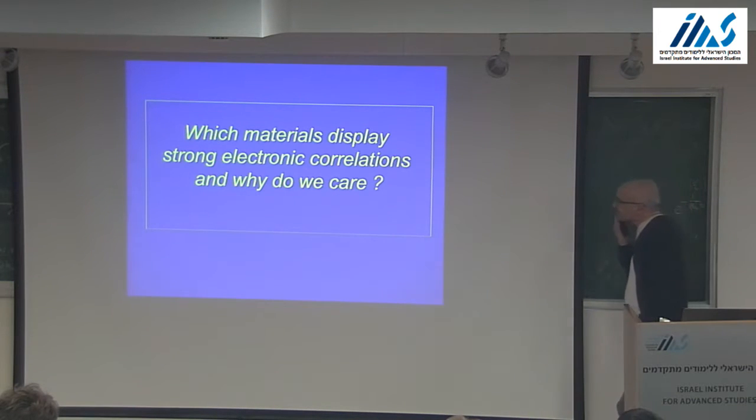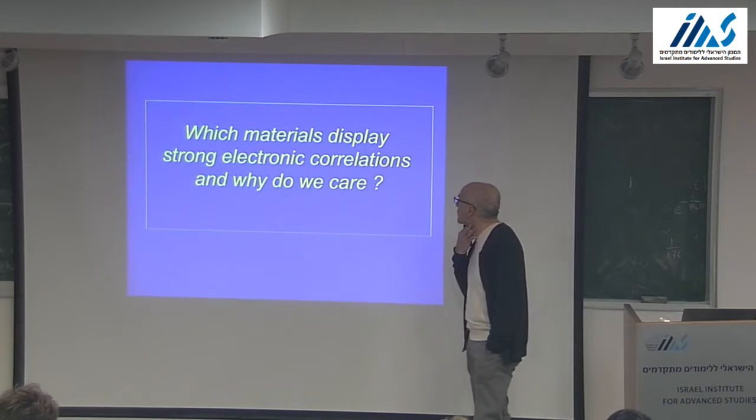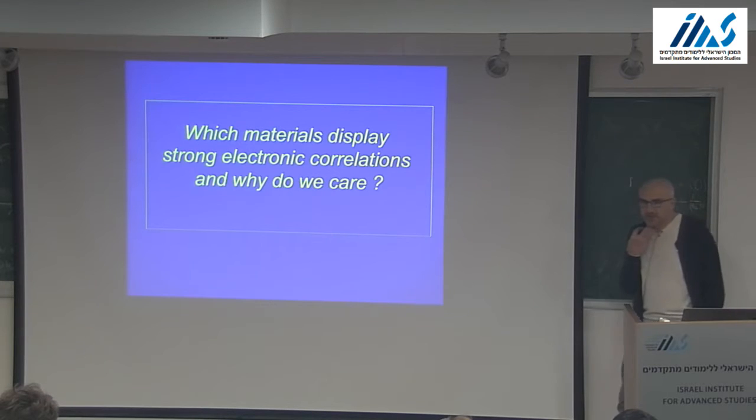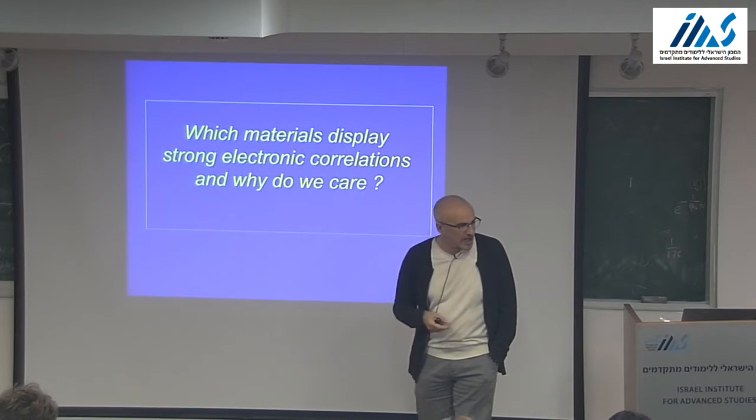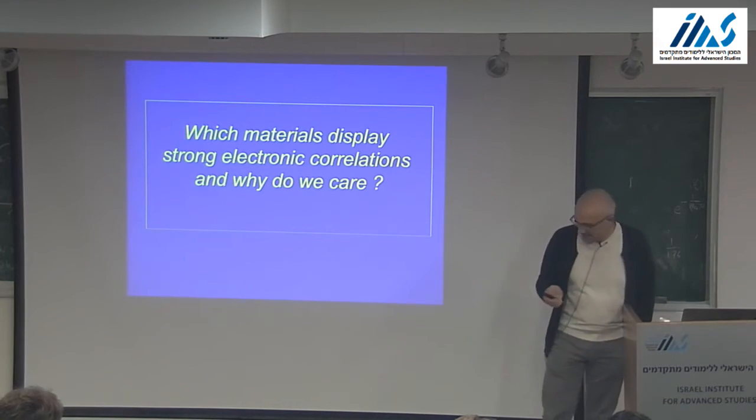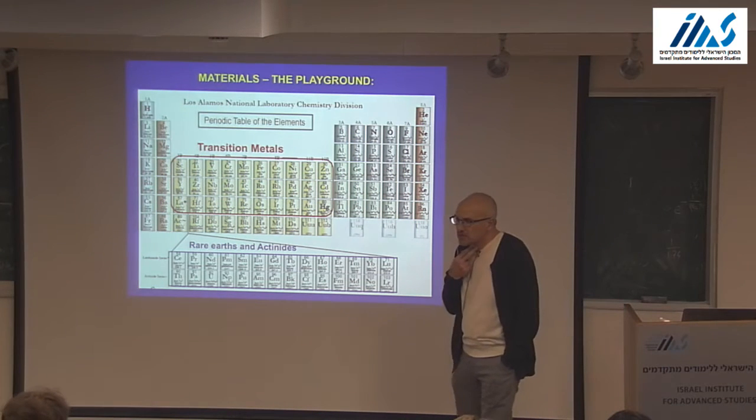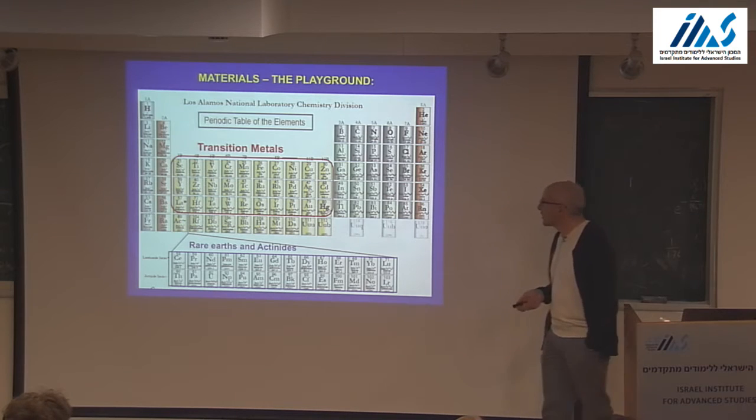Okay, so in the first part of the lectures, I would really like to address the following questions. Which materials display strong electronic correlations, while some others don't? And why do we care at all about those materials? Basically, the playground that we're referring to is to a large extent those ones.